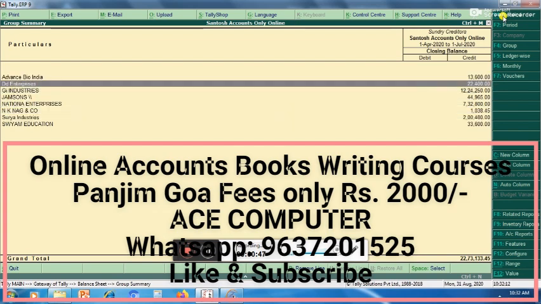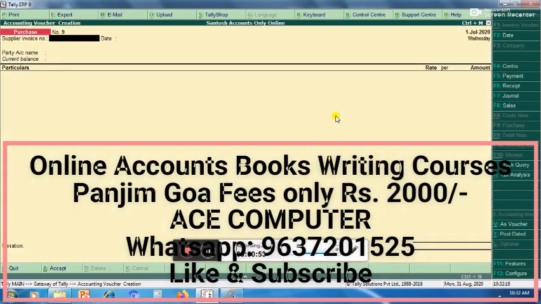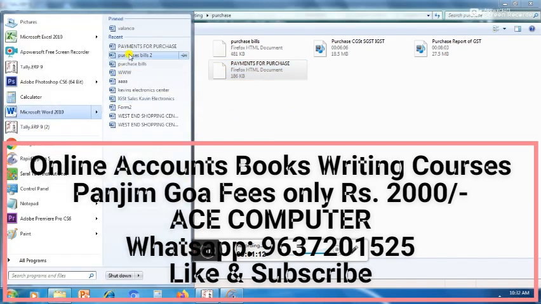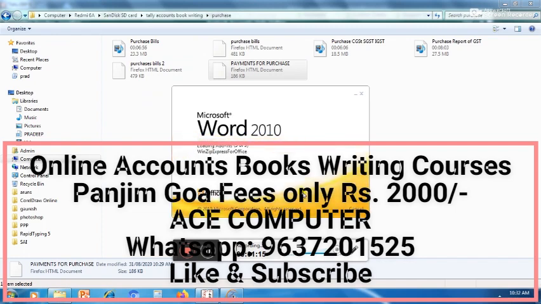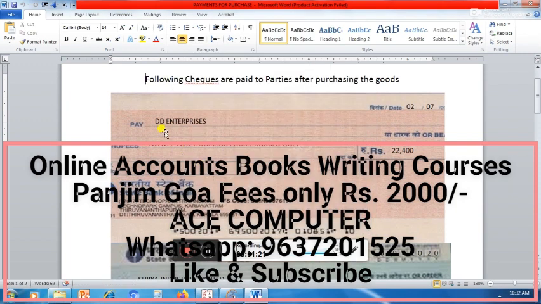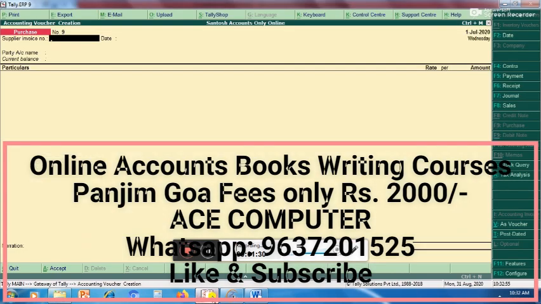For example, suppose I paid DD Enterprises. I'll go to the payment here. Suppose I paid this bill. I copied that in Microsoft Word actually. See, I paid DD Enterprises 22,400, check number 500201. So I'll go to Tally and pass the payment entry.